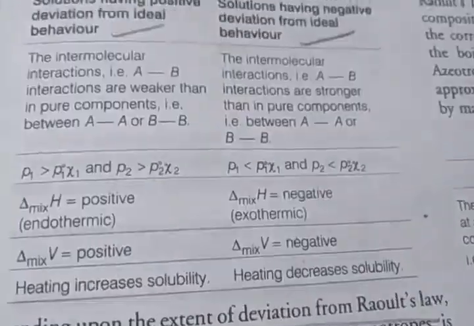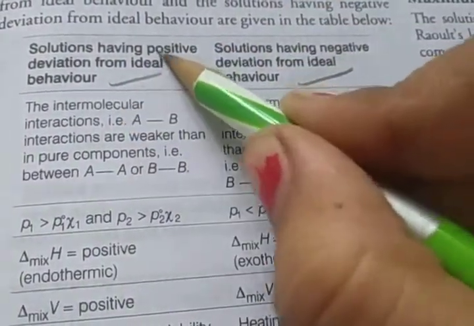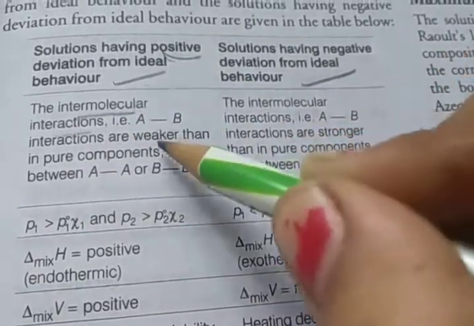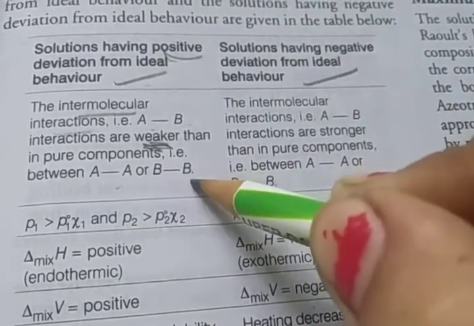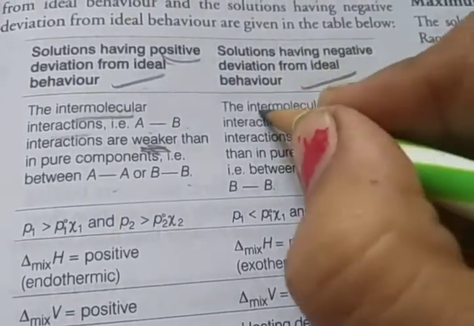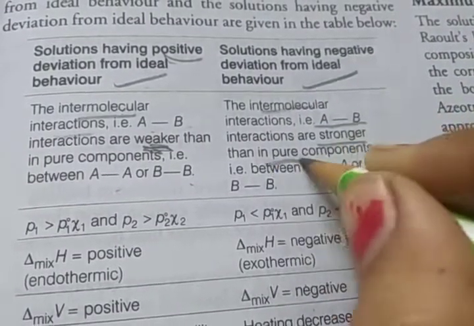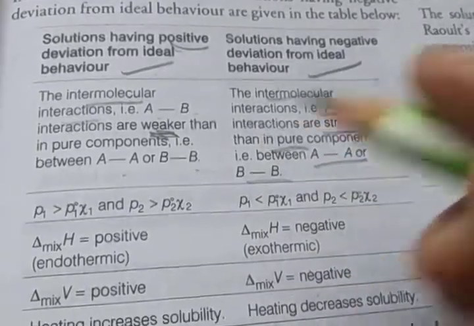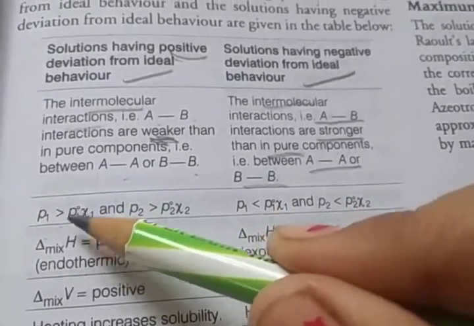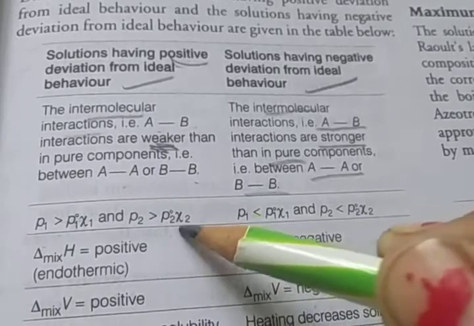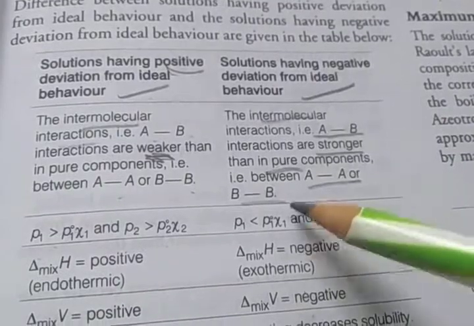Okay, so in short, you have to see the difference between positive deviation and negative deviation. Positive deviation means intermolecular AB interactions are weaker in comparison to AA and BB in the pure state. And in negative deviation, the AB intermolecular interactions are stronger than in the pure state AA and BB. Here the pressure is greater: P1 is greater than P1 naught X1, and P2 is greater than P2 naught X2. And in negative deviation it is the opposite, lower.